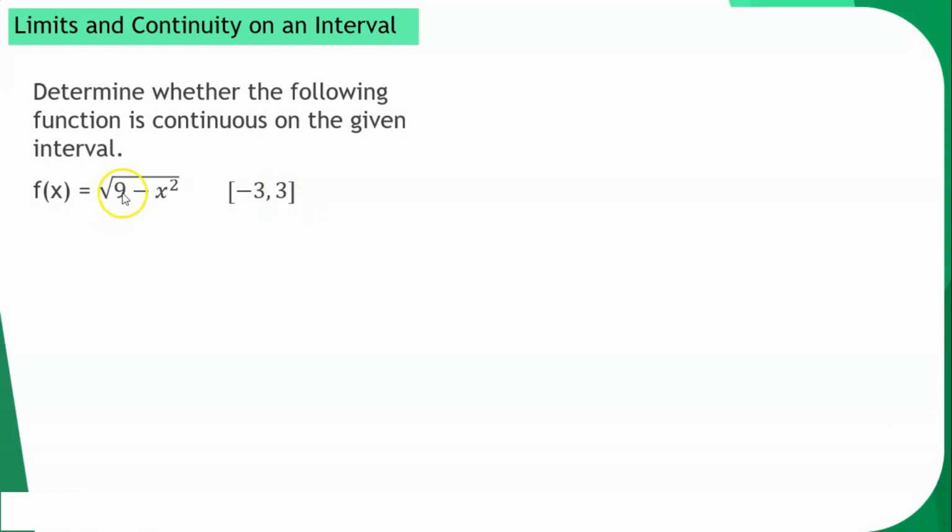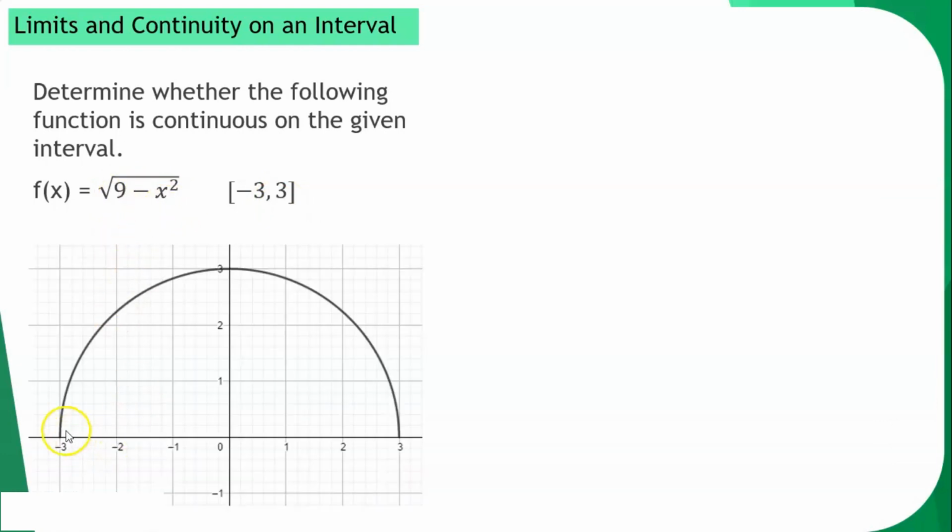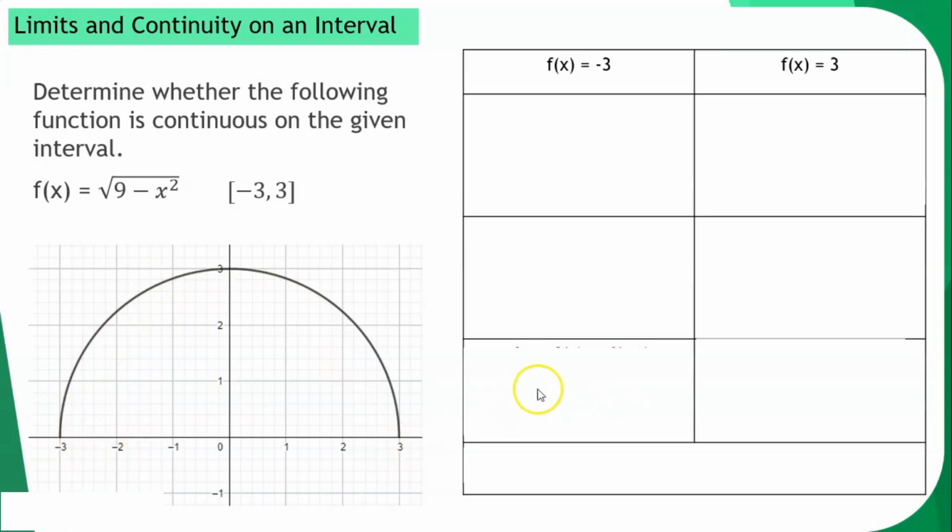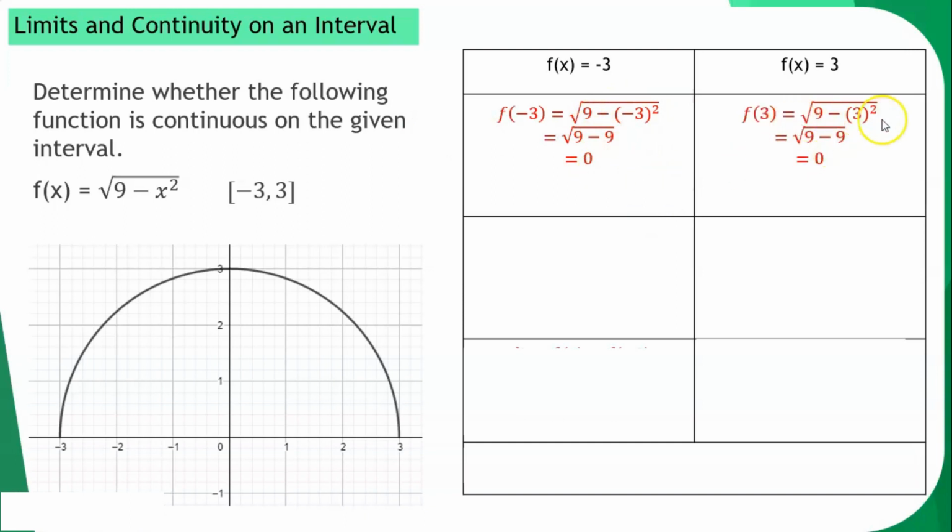Now take note, when you graph the square root of 9 minus x squared, you will get this graph from negative 3 until 3. So take note, these are our endpoints. So f of negative 3, substituting here, we'll end up with 0. f of 3, substitute, still we will end up with 0. So next, let's find the limits.